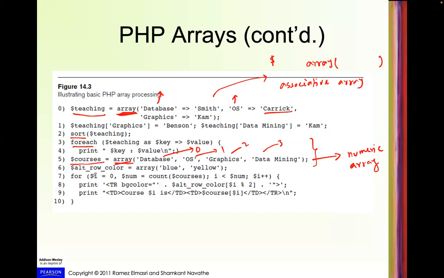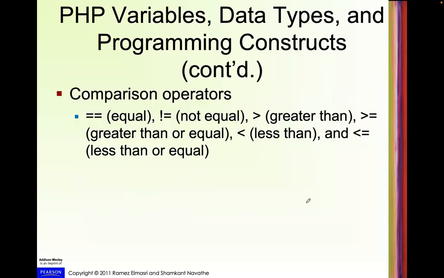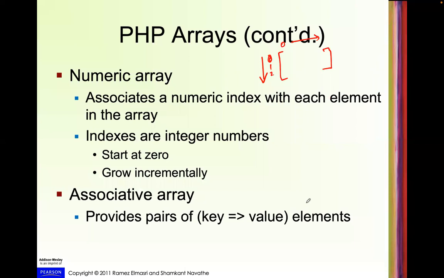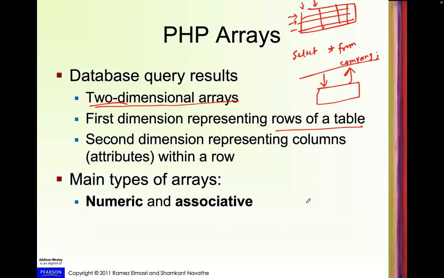For $i, this is a variable, so start with dollar i equals 0. $num is another variable. Okay, num is something like count of courses. You can use the count function to count the number of items in an array. So until i is less than num, i plus plus. So this looks like a regular for loop in other programming languages. All right. So we're going to need PHP arrays because when you are going to fetch the result from the database, the result will always come in the form of an array.